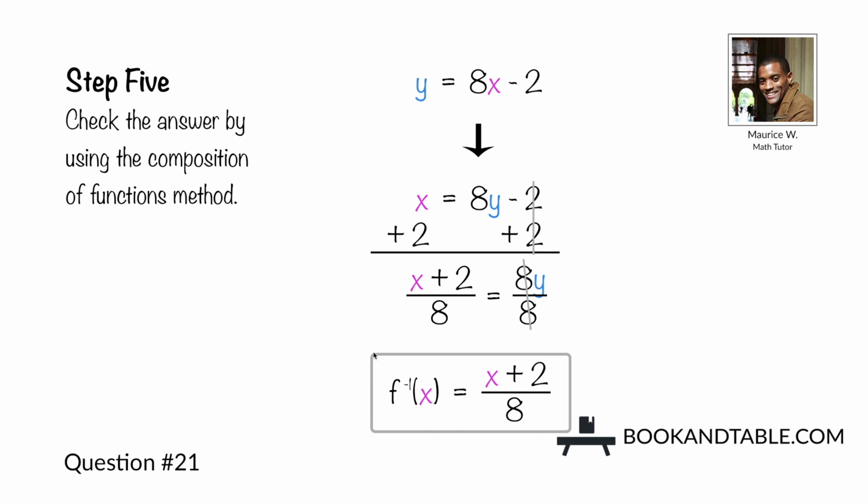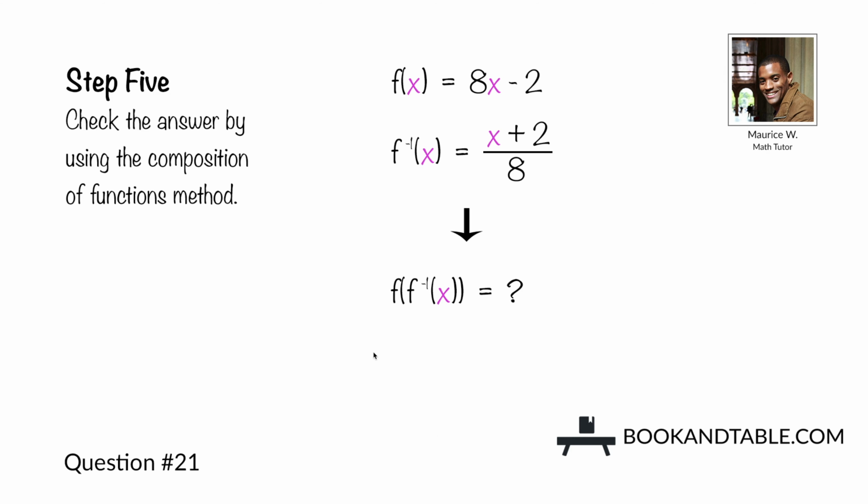And we can check this answer by using the composition of functions method. So we'll first test f of the inverse of x. So we begin by writing the expression for the outer function, the f function, which is 8x minus 2. And now we want to replace this x with the expression for the inverse function, which is x plus 2 over 8.